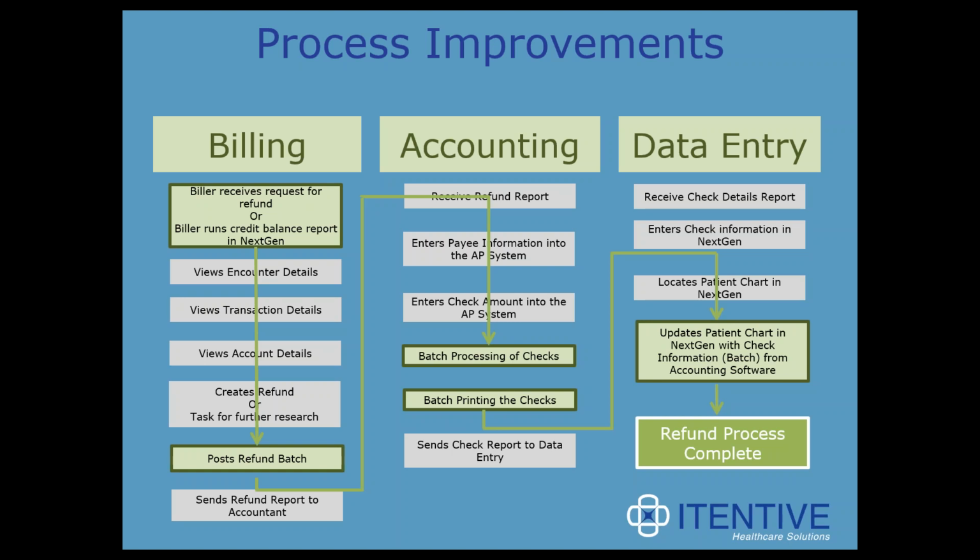Then on the back end, we automate the process of bringing the printed check information back over into NextGen and updating the patient chart with that check information as far as check number, check date, and check amount. So streamlining on the front end and then automation on the back end, where we eliminate data entry points along the way. And you'll see this in the demonstration as Joe goes through the demonstration of RefundManager.